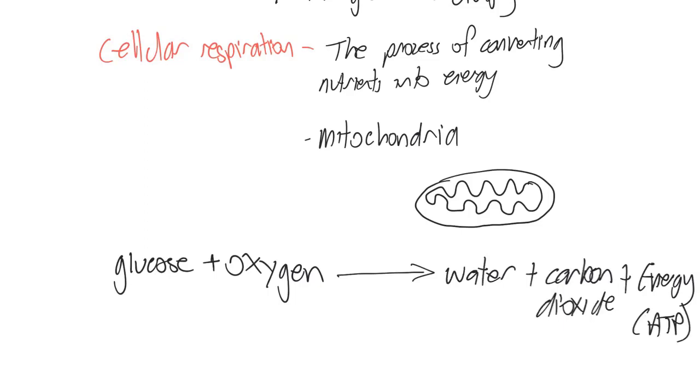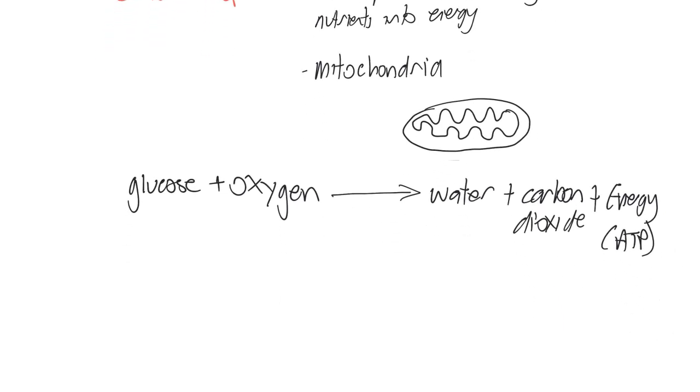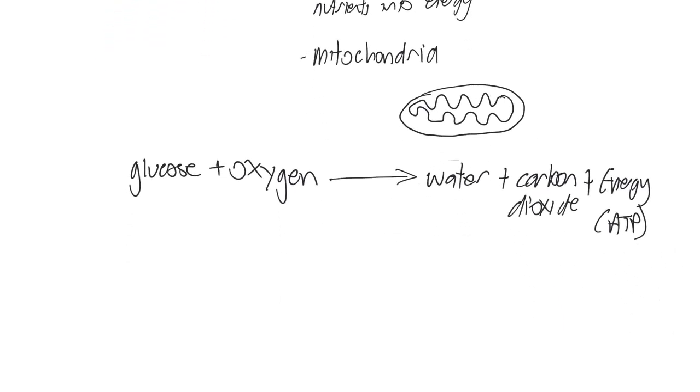So glucose by itself cannot be used by the cells for energy. It needs to be converted into the currency called ATP. And in that process, it produces some waste products. Water, but also carbon dioxide. So we take in oxygen and we breathe, and carbon dioxide is a waste product.